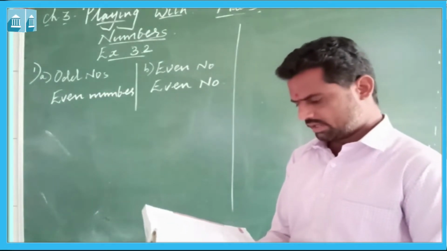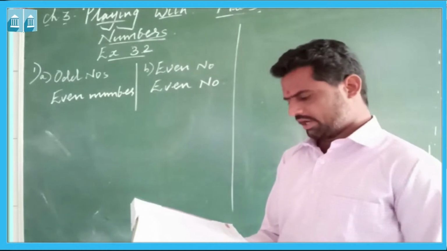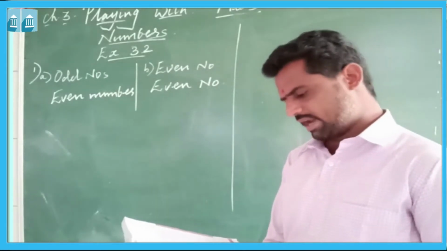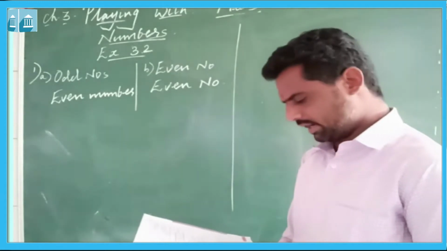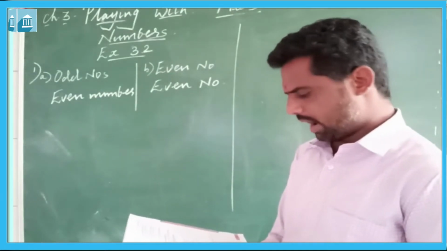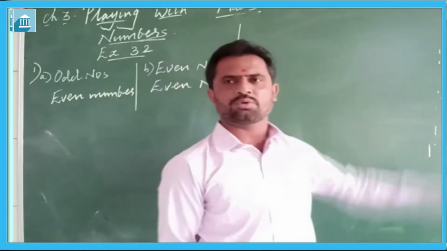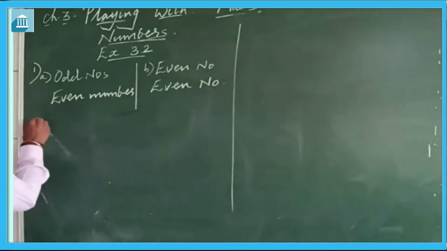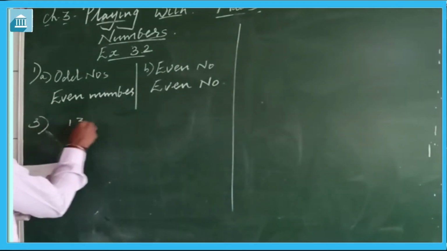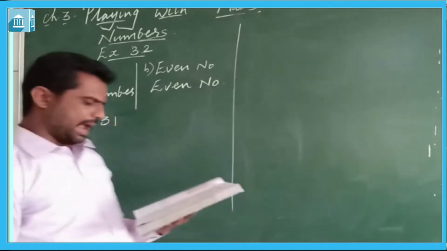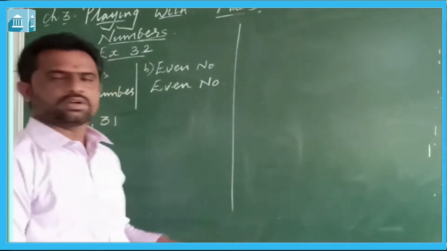Question number 3, the numbers 13 and 31 are prime numbers. Both these numbers have the same digits 1 and 3. Find such pairs of prime numbers up to 100. Just now we had seen numbers up to 100. We need to find out such a pair like 13 and 31. We need to find out another pair which have this type of number.